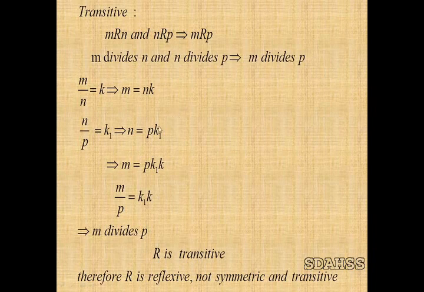Then M is equal to, in the place of N substitute PK1 into K. You bring this P to the other side, it comes under the division. M by P is equal to K1K, implies M divides P. So therefore R is transitive.